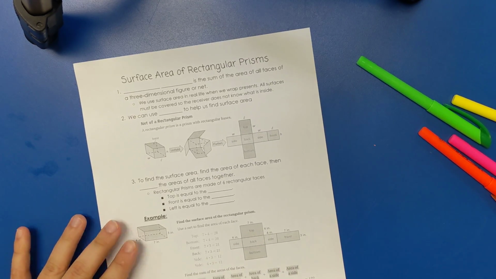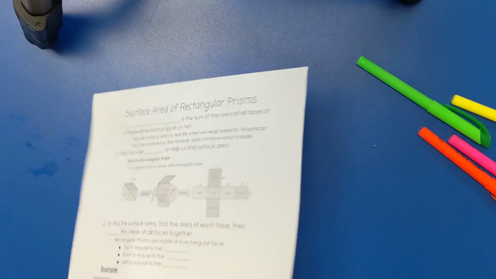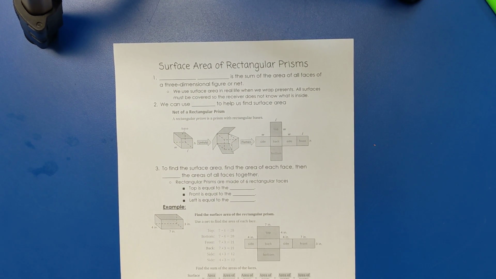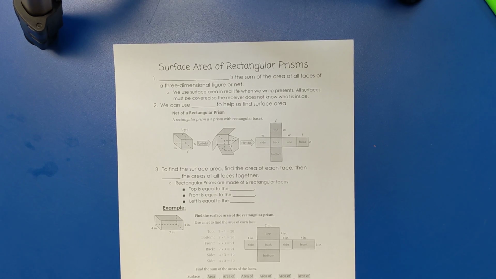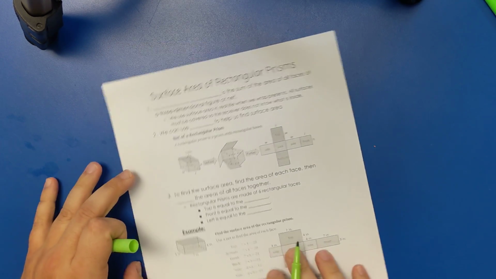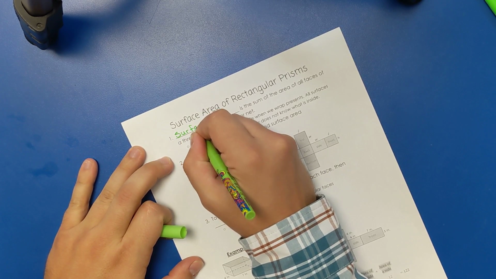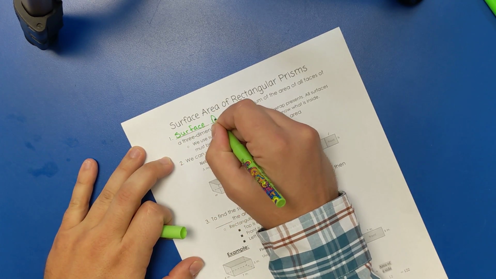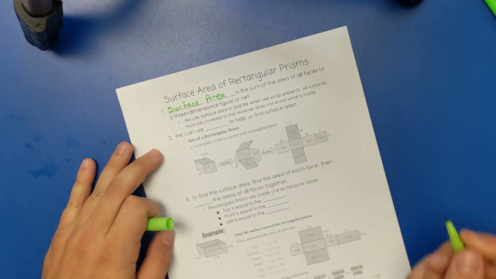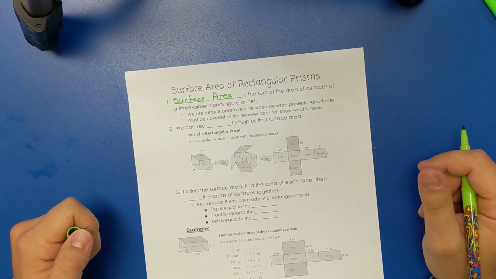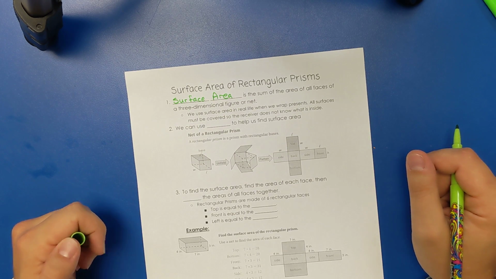Hey class, so on page 171 and 172, we're going to be talking about the surface area of a rectangular prism. Surface area is the sum of the area of all the faces of a three-dimensional figure or net.